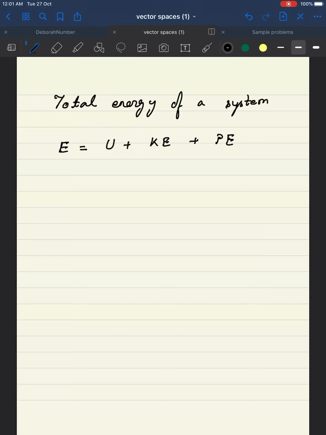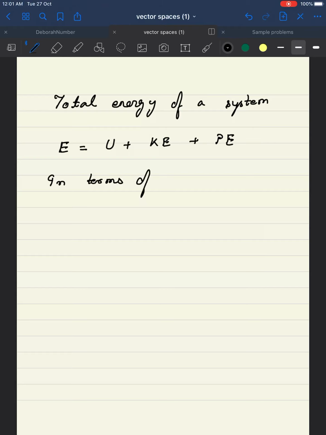It's sort of obvious what these are, but E basically is the total energy, U here is the internal energy, KE refers to the kinetic energy, and PE refers to the potential energy. And this is the equation in the extensive form. That is, the magnitude of these values depends on the mass of the system.